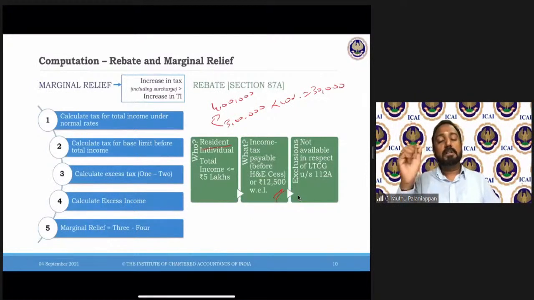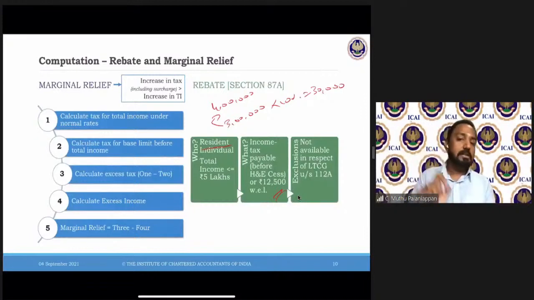So this rebate is a common thing for all individuals. Up to 5 lakhs, irrespective of the model you are using, it could be your 115BAC or whatever it is, your rebate is applicable. It is only not applicable on your 112A. As far as 112A goes, you cannot claim your rebate. Otherwise, you're eligible for rebate.